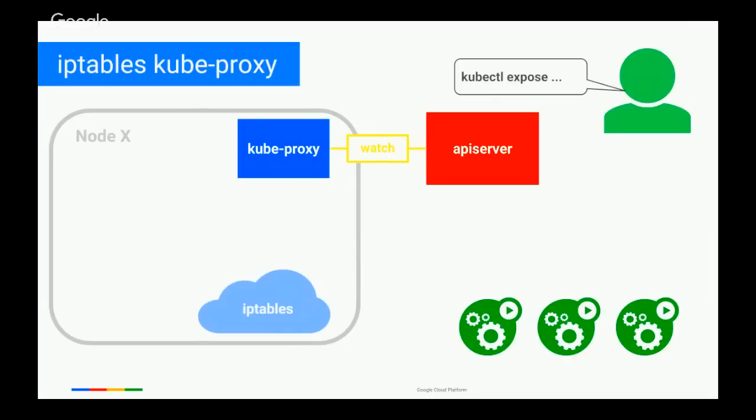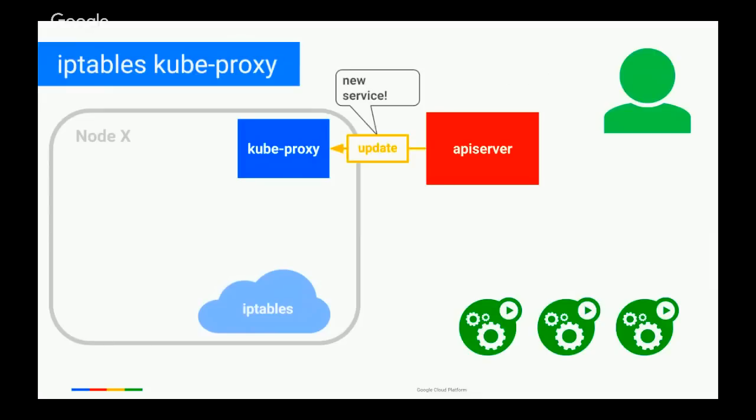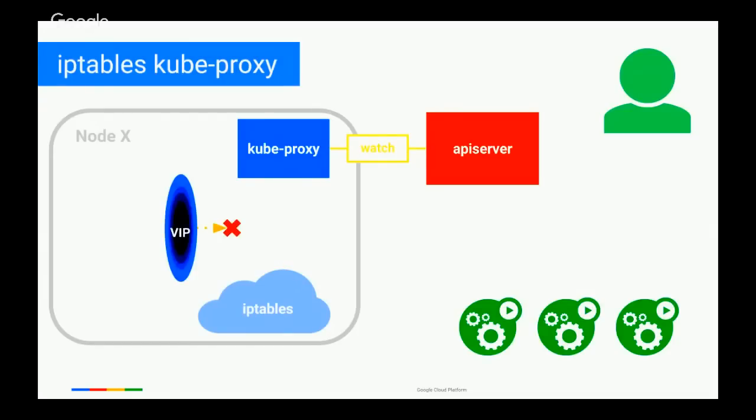Now the user says, I would like to take those pods and make a service on them. I want you to give me a virtual IP and a virtual load balancer that fronts all of these services. So the user says kubectl expose. The API server updates our kube proxy and says, hey, there's a new service. So the kube proxy reaches out, configures IP tables, which creates a virtual IP that points nowhere. There are no backends for this service yet.